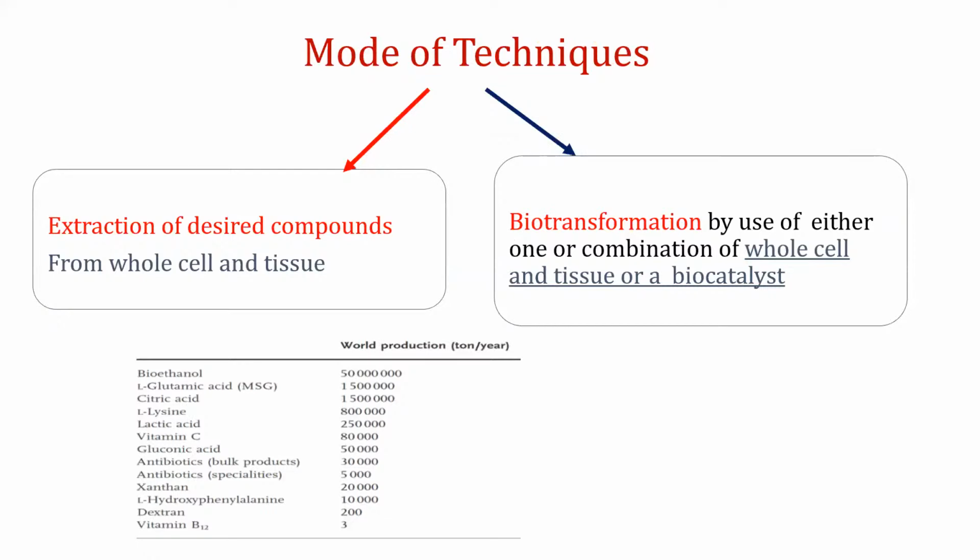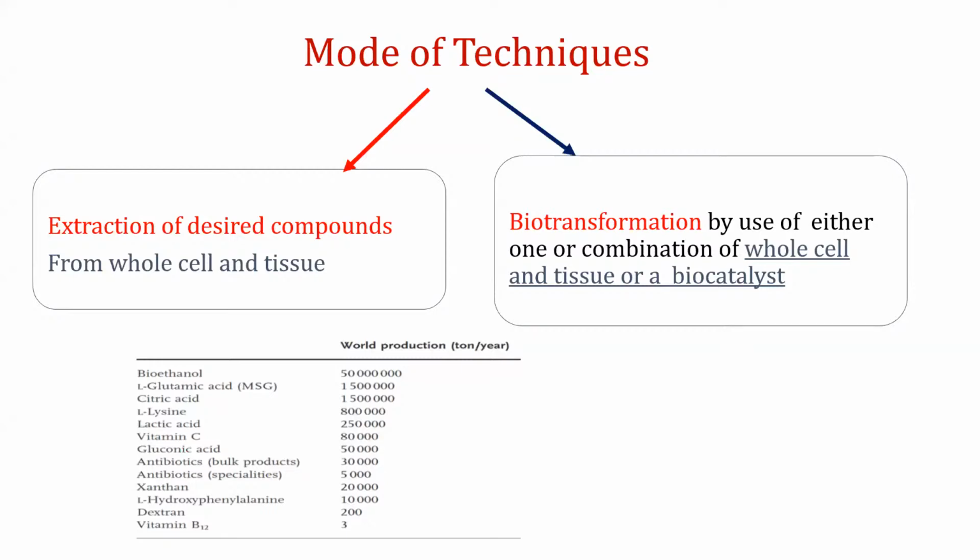Extraction of the desired compound from whole cell or tissue, as we have seen. It can be from a plant cell culture, whole cell if the plant is producing it intracellularly, or it can be from animal cell culture, or a microbial cell culture, or it can be a biotransformation. Biotransformation means you are transforming a certain substrate into a certain product. The substrate you are providing, and then you are focusing on the product.